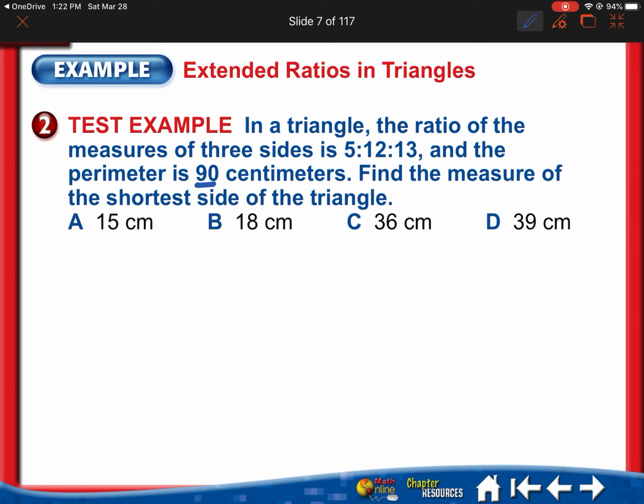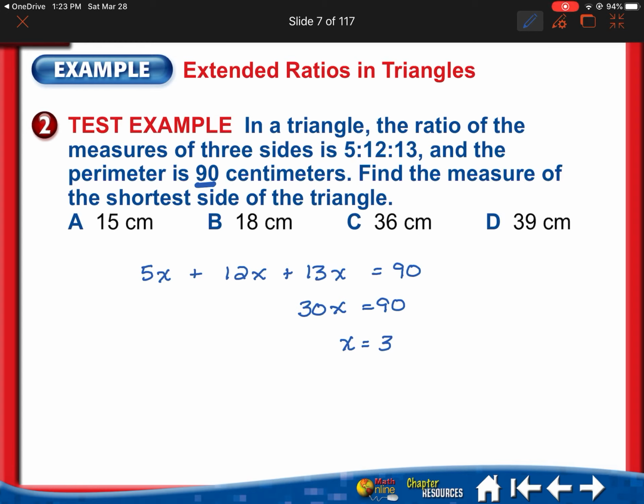So we don't actually know the length of each side, so we're going to call the length of each side x. So we're going to do 5x plus 12x plus 13x, and we are calling them all the same thing because it's some type of ratio. There's something common between them. So that's equal to 90. If we add 5 plus 12 plus 13, we get 30x is equal to 90. Divide both sides by 30, we get x is equal to 3.